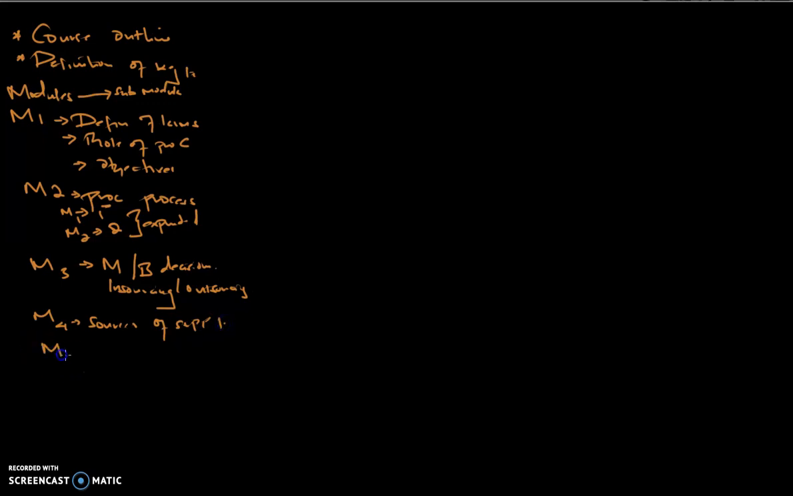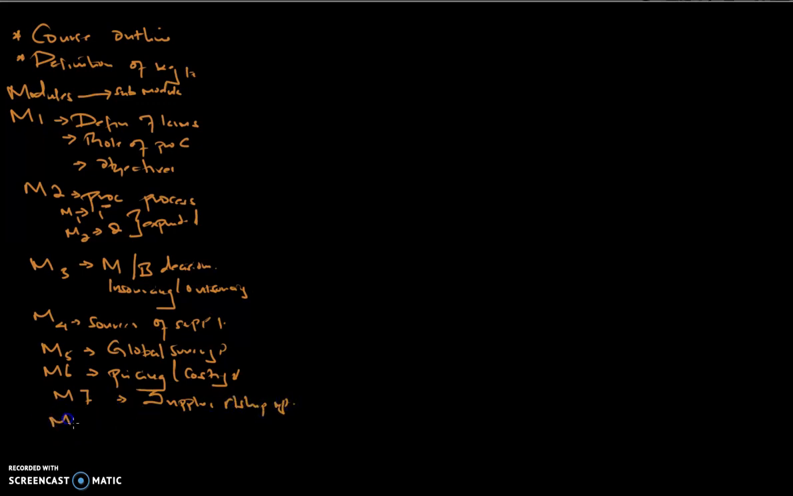Then you have another module that will be talking about global sourcing. Again, this is a wider module, but I'll try as much as possible to cover it in good time. Then you have pricing and costing, which will be module 6. Then you have module 7, where we'll be talking about supplier relationship management. Again, another very wide module, but we'll cover it under relationship management.